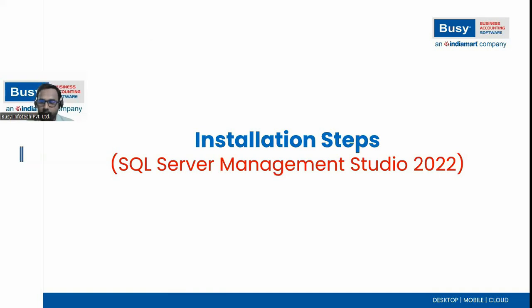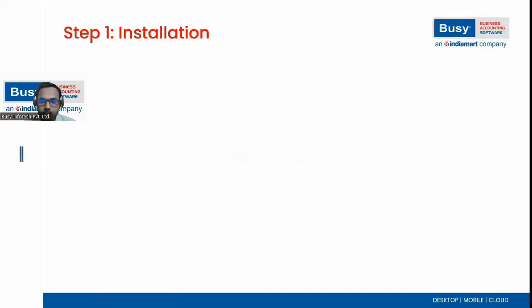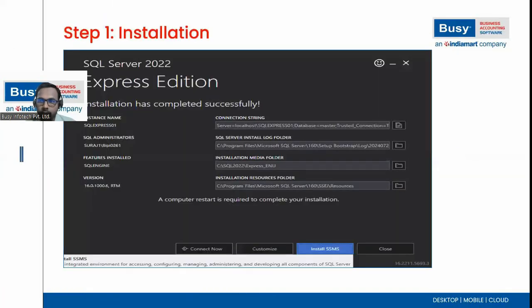Now let us discuss how to install SQL Server Management Studio 2022. First and foremost, in the same setup file that I showed you earlier, if you click once, you will get one option called download media. In the download media also you can download SQL Server Management Studio. Otherwise, after receiving the message that the Microsoft SQL Server installation has been completed, at the bottom you have four types of buttons: connect now, customize, install SSMS. SSMS means SQL Server Management Studio.